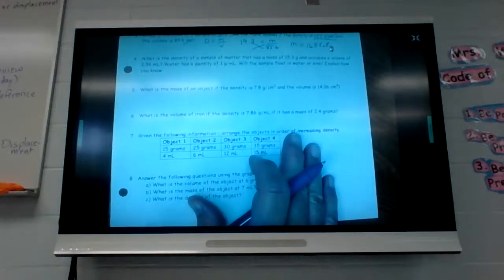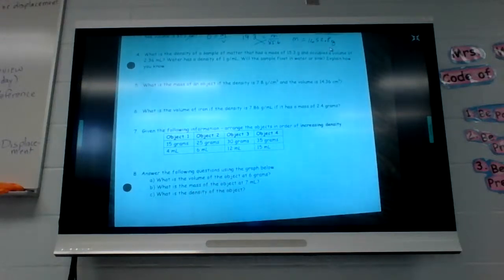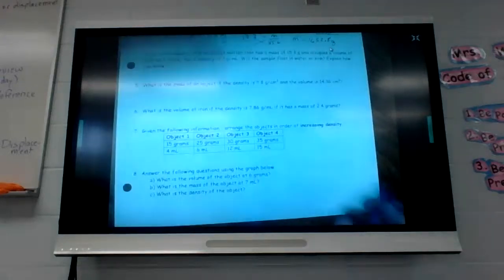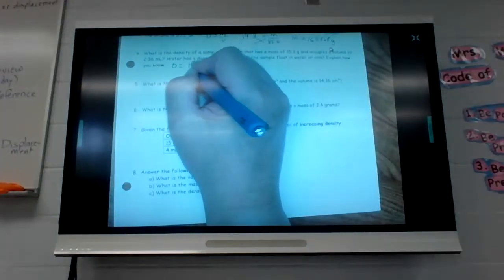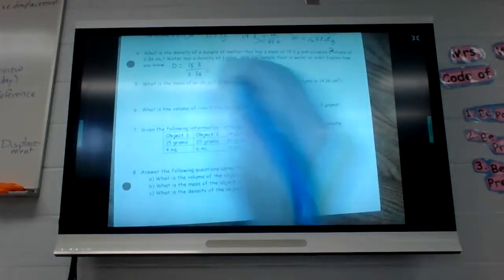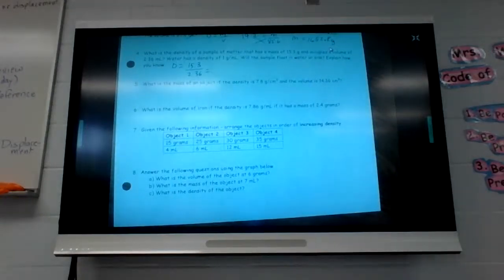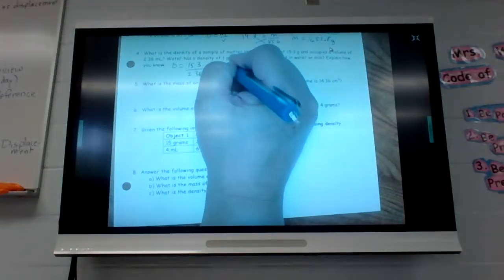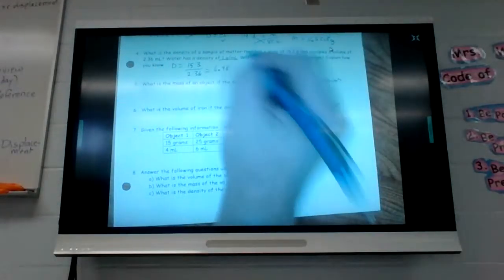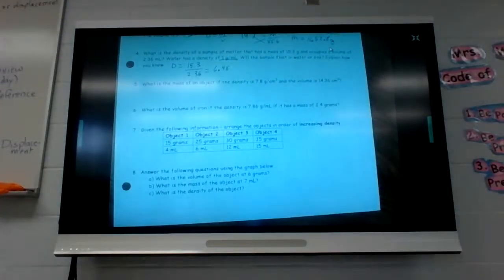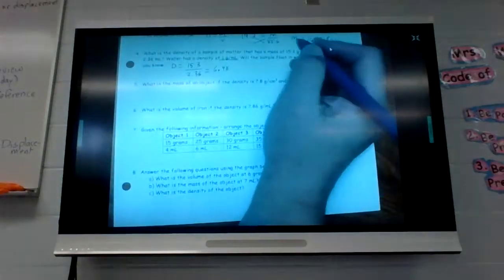Number 4. What's the density of a sample of matter that has a mass of 15 grams and occupies a volume of 2.36? So density equals mass is 15.3. Volume is 2.36. 15.3 divided by 2.36, we get 6.48. So I asked you, was it going to sink or was it going to float? Well, what's its density? If that's the density of that, is it bigger or smaller? It's bigger. So is it going to the bottom or is it going to float? It's going to the bottom. It's going to sink. Okay?